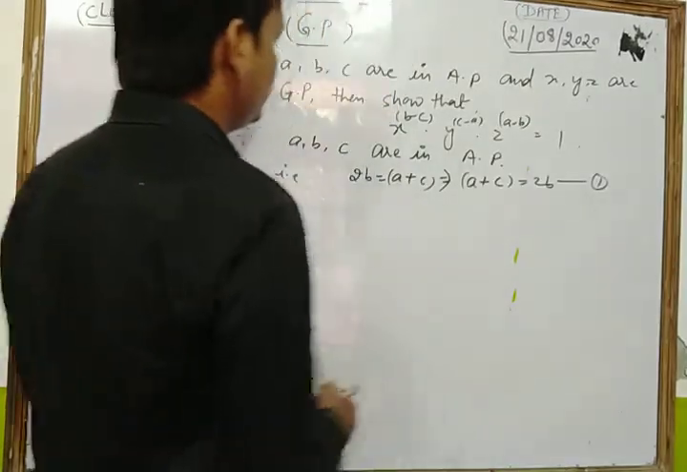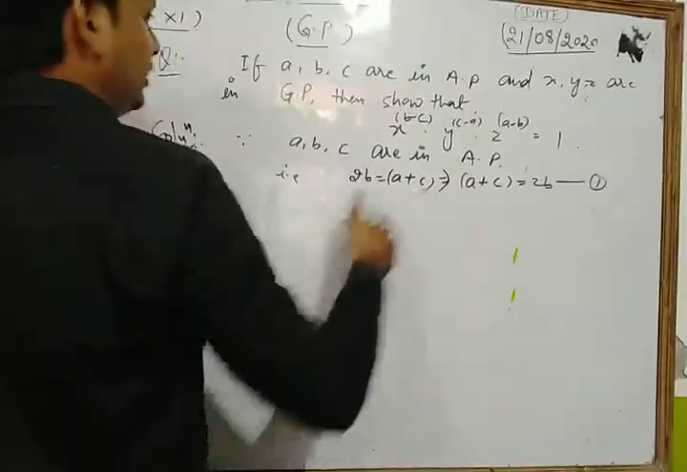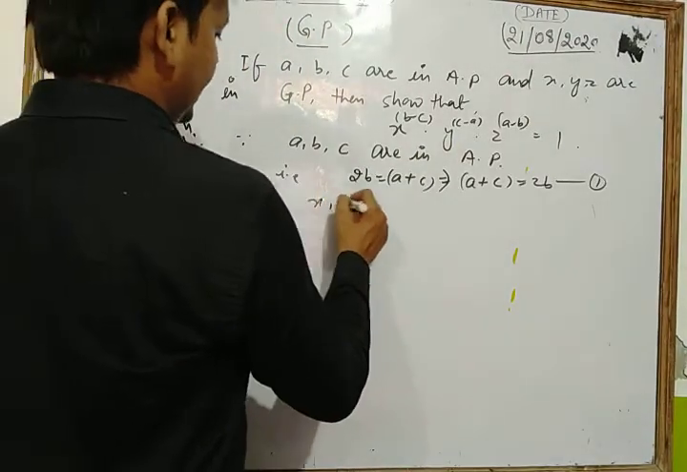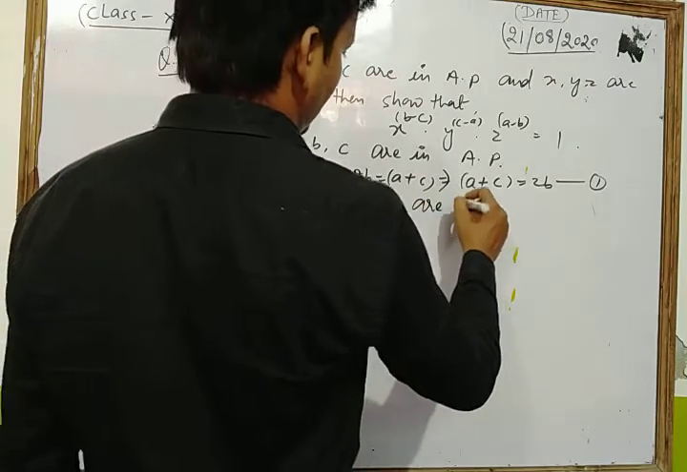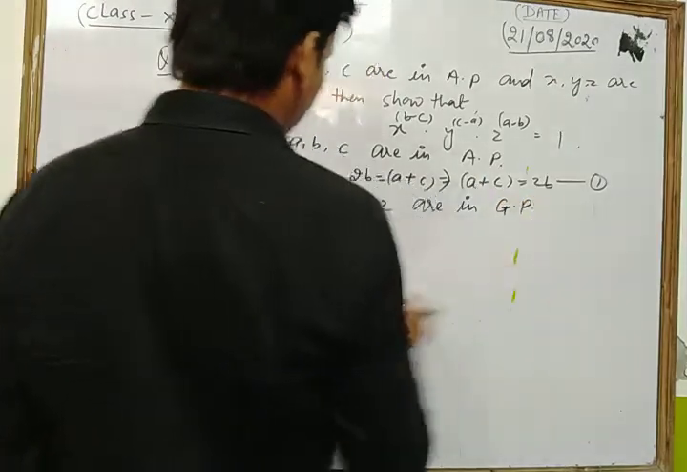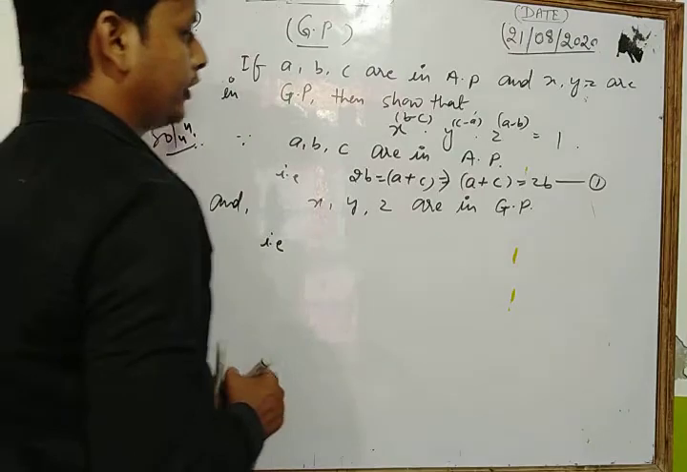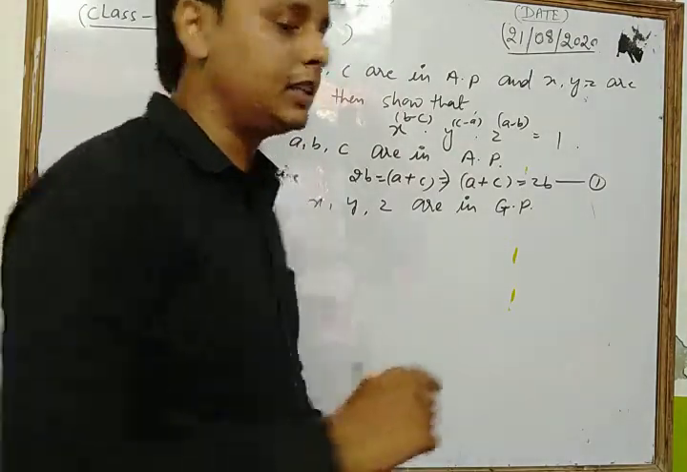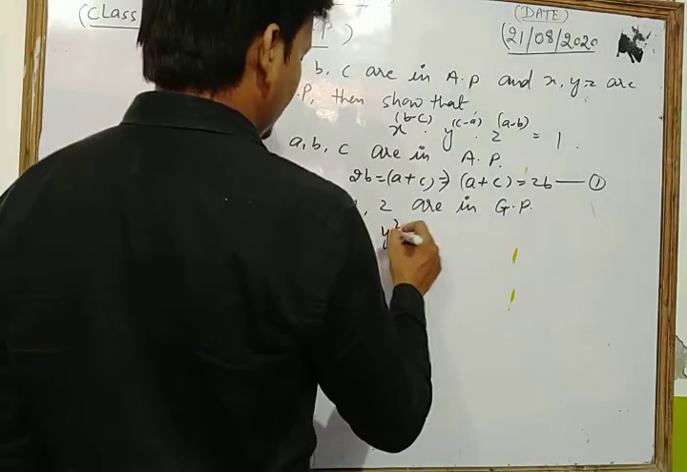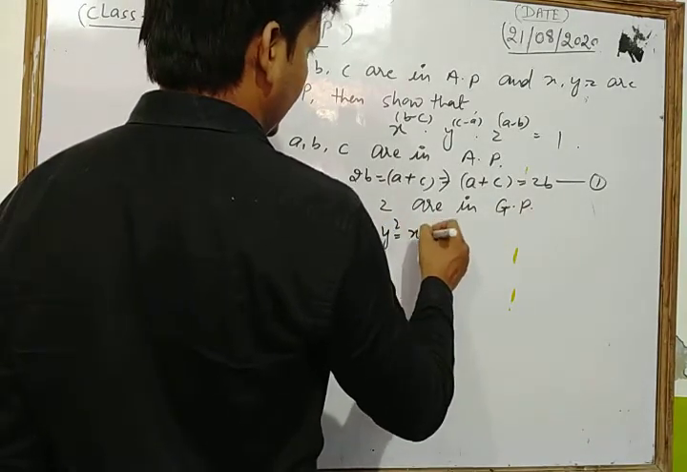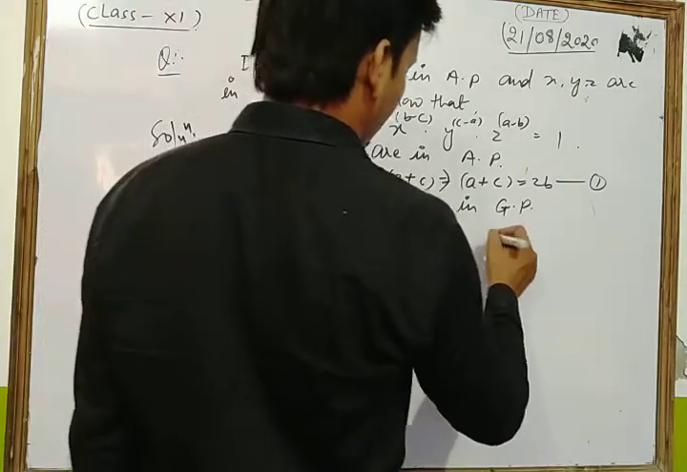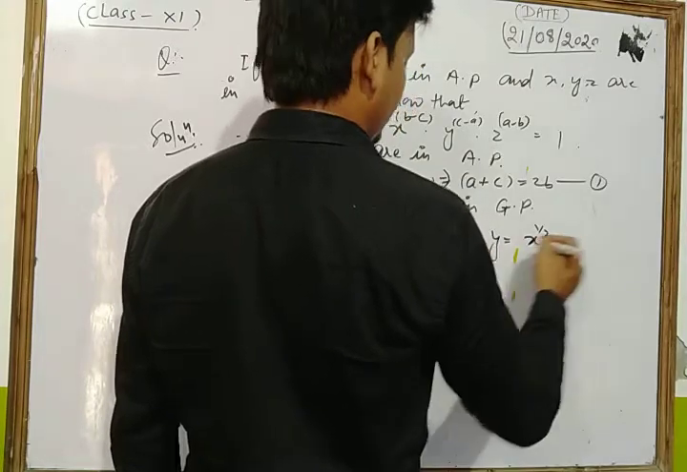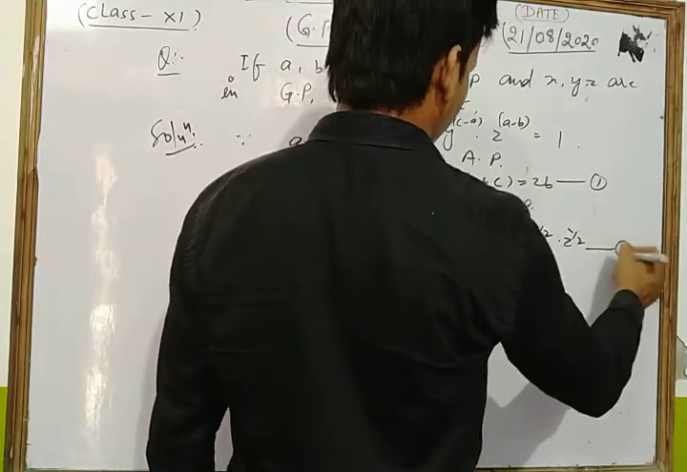Now, the given condition is that x, y, z are in GP. You know that if three numbers are in GP, then their common ratio will be the same. That is, we have y square is equal to x z. That is, the value of y is equal to x to the power half into z to the power half. Take this as equation number 2.